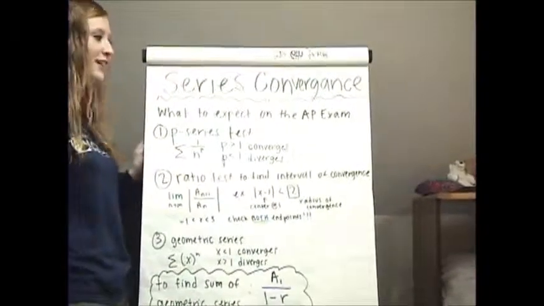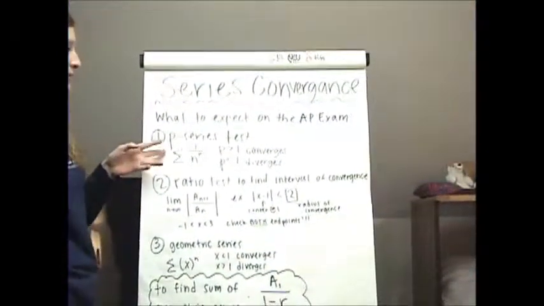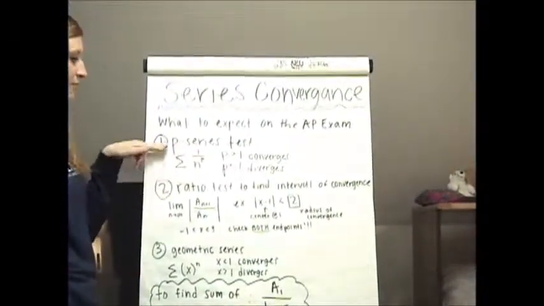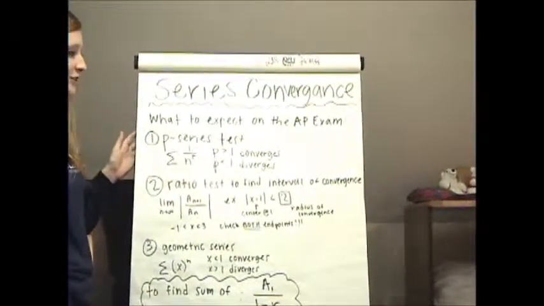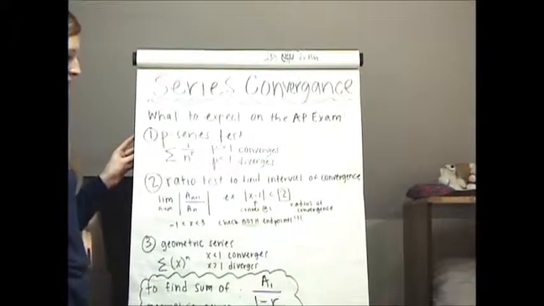Things that you have to know for the AP exam. The first one is the p-series test, and it looks like this: 1 over n to the p. If p is greater than 1, then that means it converges, and if p is less than 1, it diverges.